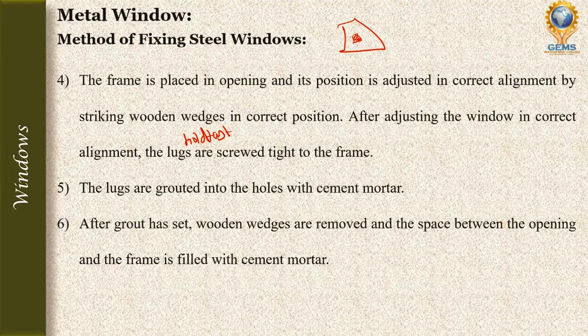After the cement mortar has set, what do we have to do? The wooden wedges that we provided to hold the window are removed, and the space between the opening and the frame is filled with cement mortar. If you take out the wooden wedges that were supporting the window frame, there will be a small gap between the opening and the window frame. That small gap should be filled with cement mortar.